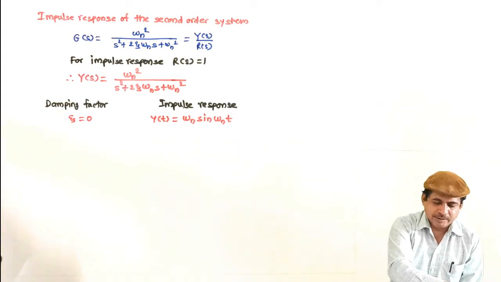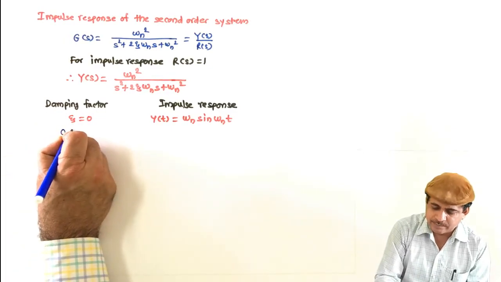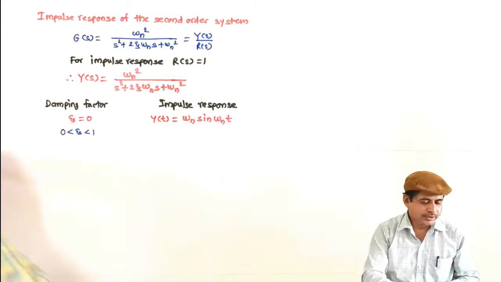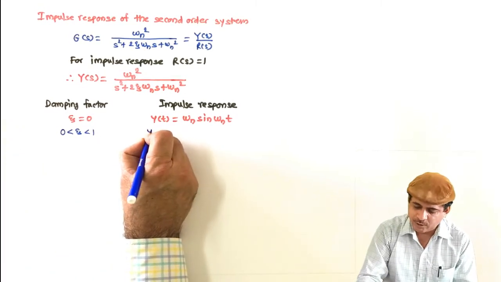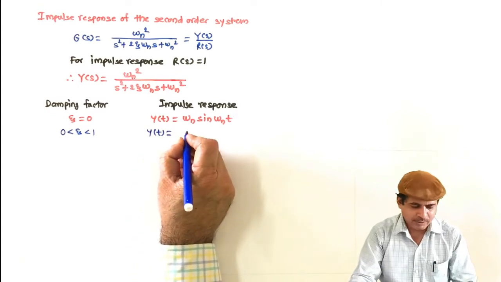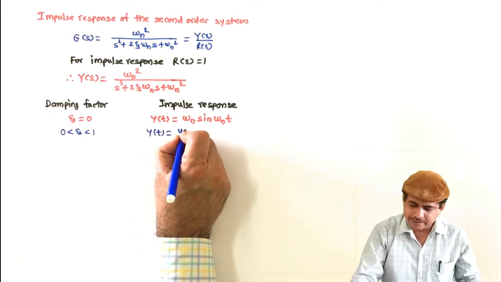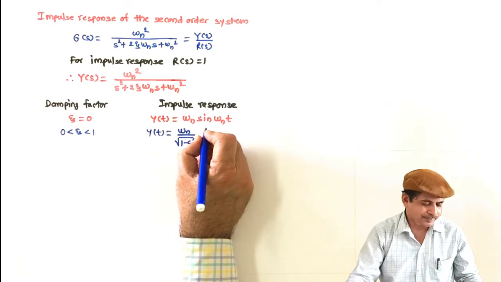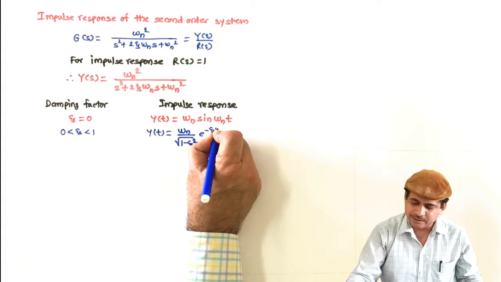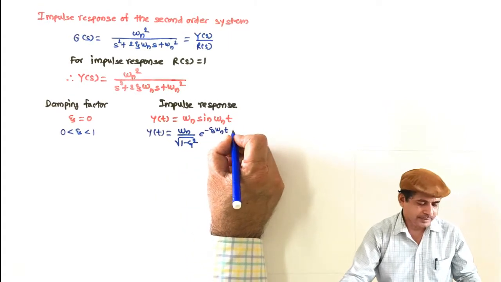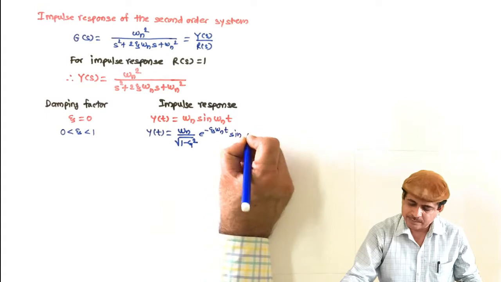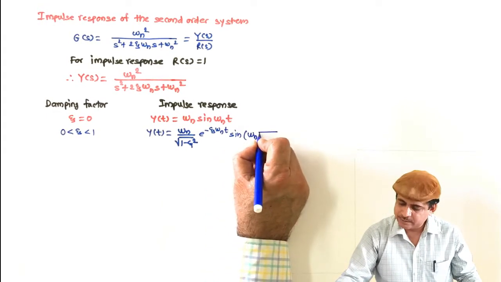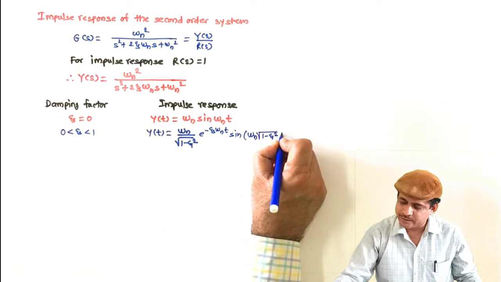Then for zeta between 0 and 1, it shall be oscillatory with diminishing amplitude. So it is given by y of t equal to omega n upon under root 1 minus zeta square, e raised to minus zeta omega n t, into sine omega n under root 1 minus zeta square t.